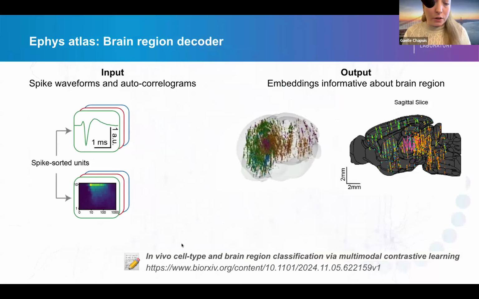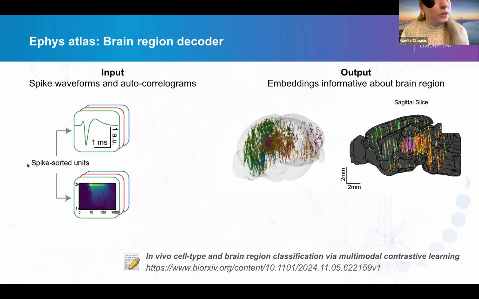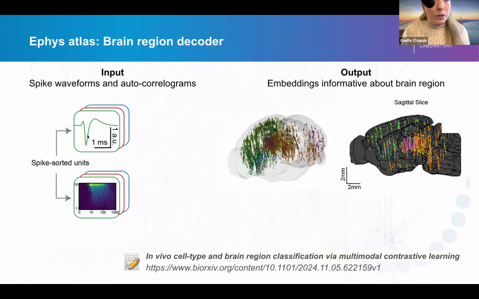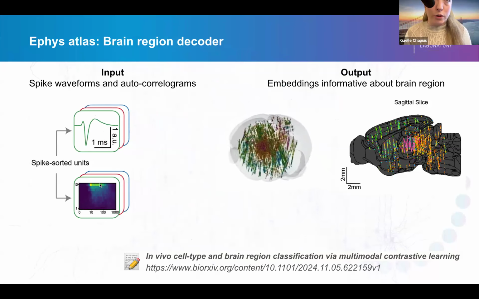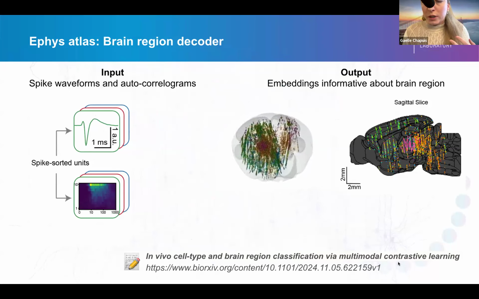So this is work done in the Paninsky lab by Ryoo, and she was interested in just using spike sorted units' features, namely two features. One was the waveform and one was the autocorrelogram of these features. And she built a model using multimodal contrastive learning.